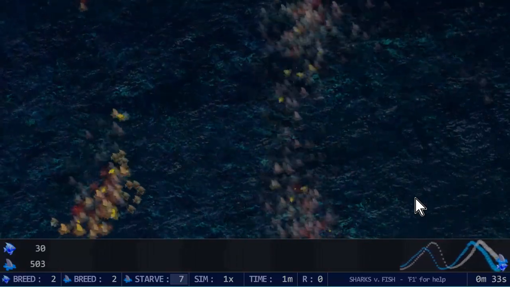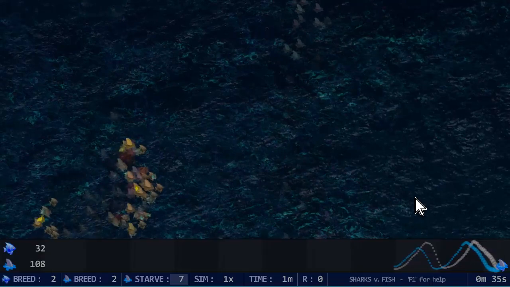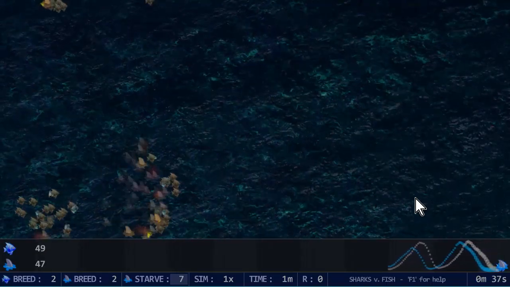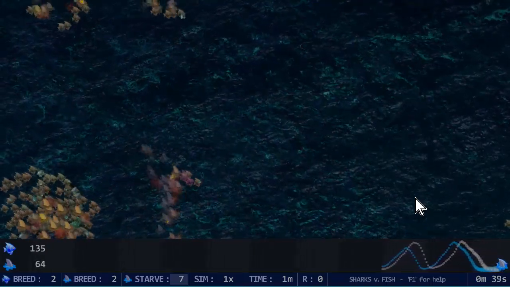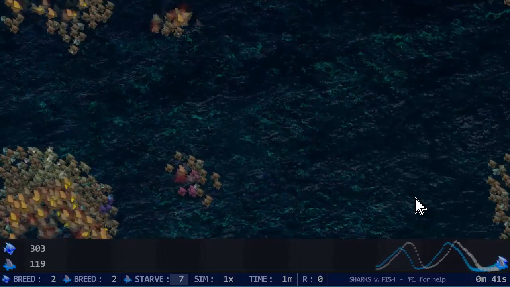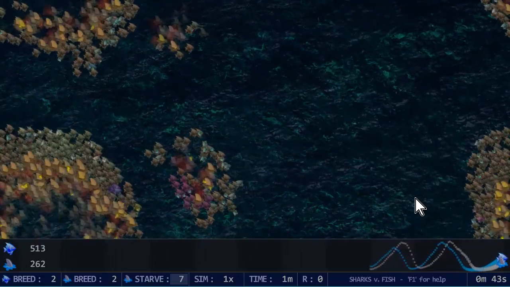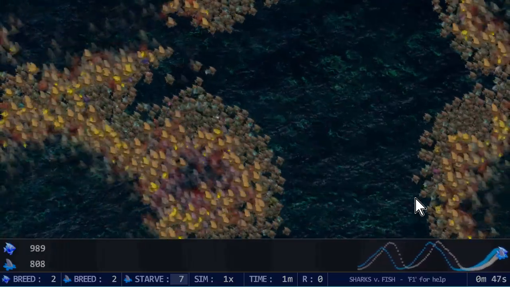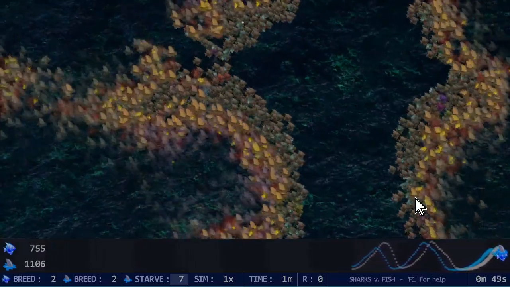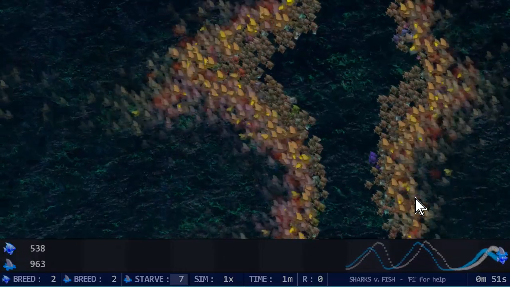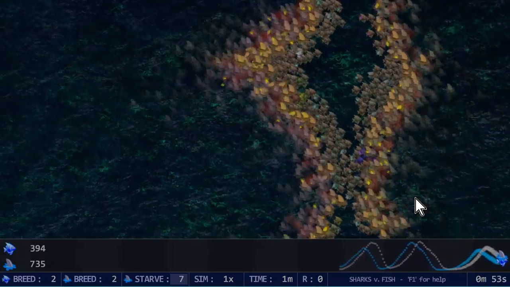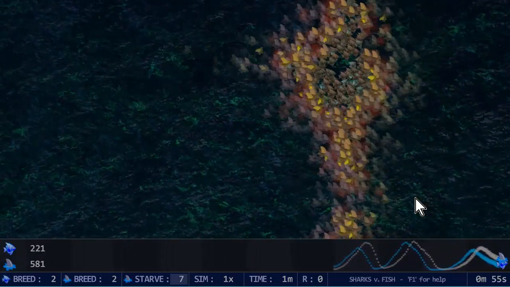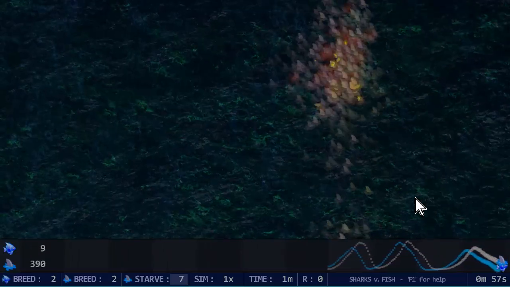Now, I've deviated enough from the original description that I don't call this application WA-TOR. I call it fish, sharks be fish. So what you're seeing here is two species. The sharks represent the predator population. The fish represent the prey population. And they're swimming about the sea, doing what they do.